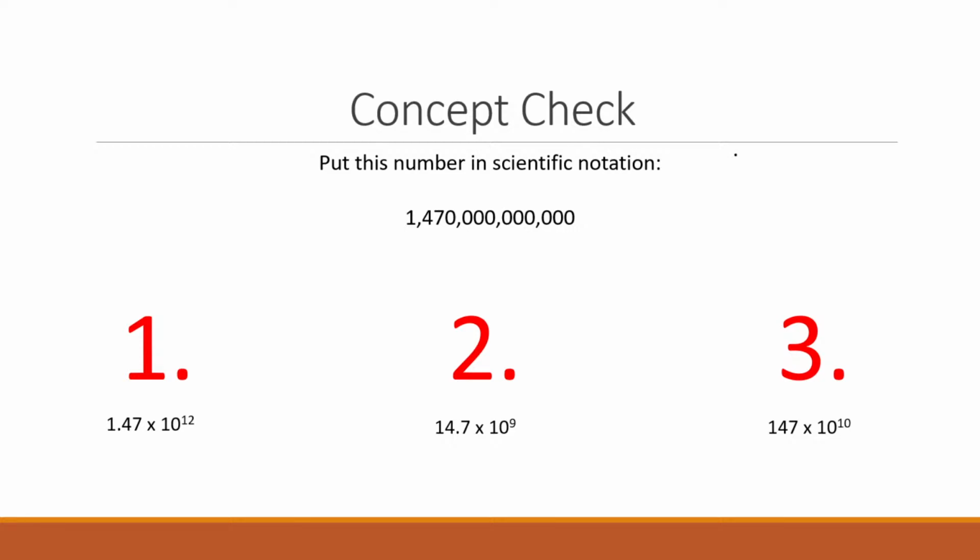So here, when we're looking at this number, we want to put it into scientific notation. We know the decimal point is back here, and we want to move it over until we get here. So we're going to move 3, 6, 9, 12 spots, making choice 1 the correct answer. 1.47 times 10 to the 12th, which is how many spots we had to move the decimal to the left.